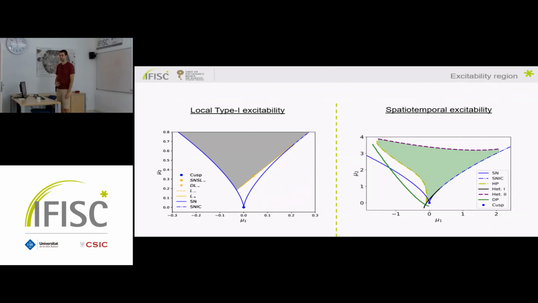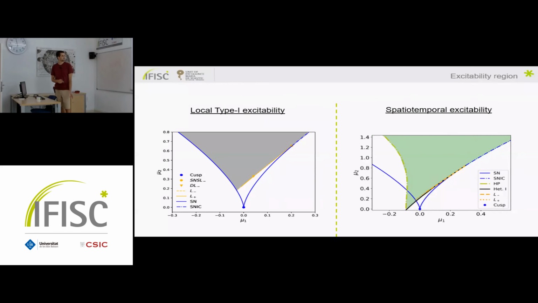We have found excitable pulses in the green region here. There are some bifurcations that delimit the region of stability of these pulses. But in this talk, I'm going to focus just on this little part here, to have more or less the same scale between both. To make it easier to compare, I have also plotted the temporal bifurcations here. This orange line is the limit of the temporal excitability through the homoclinic, and this blue dotted line is the SNIC.